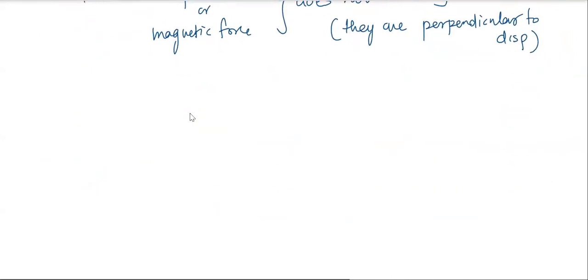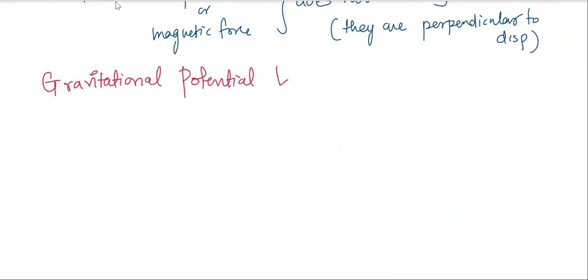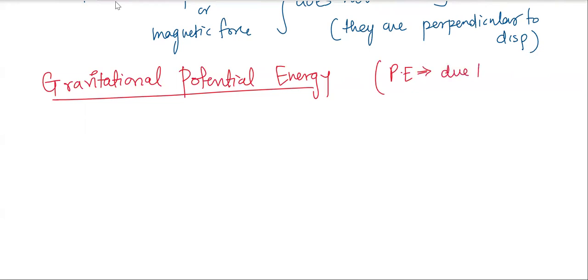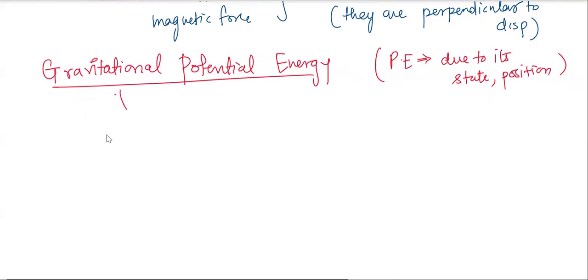Another example of this leads to something that is called gravitational potential energy. Now what is potential energy? Potential energy is the energy of the system or object due to its state or position of the matter. Now gravitational potential energy is basically nothing but work done by gravity, work done by the gravitational force.